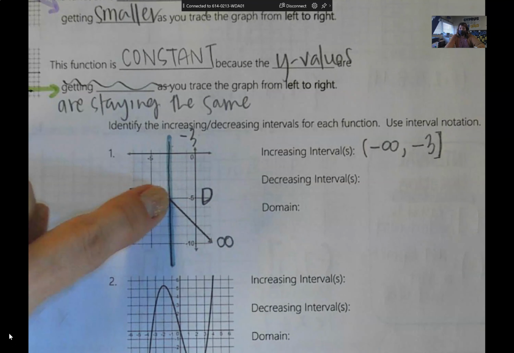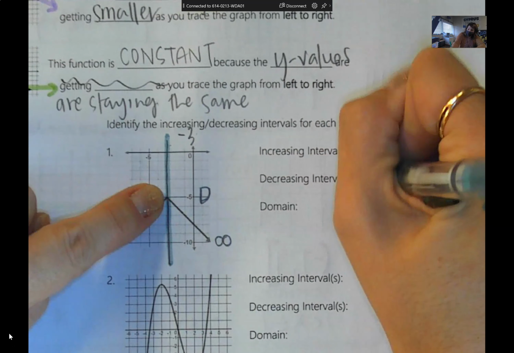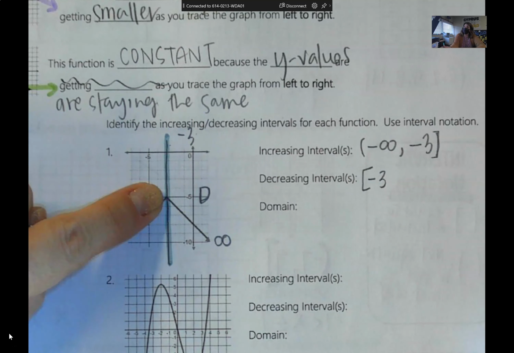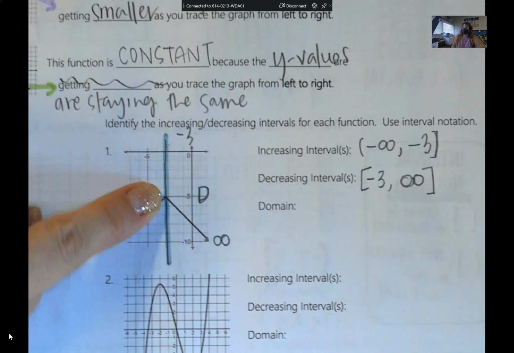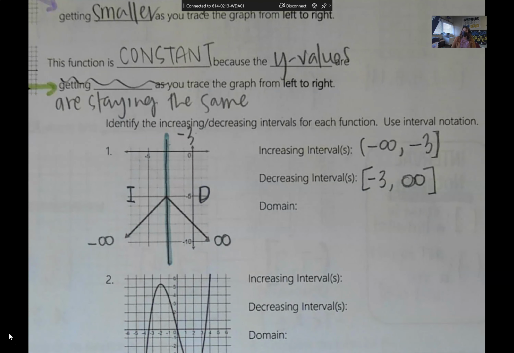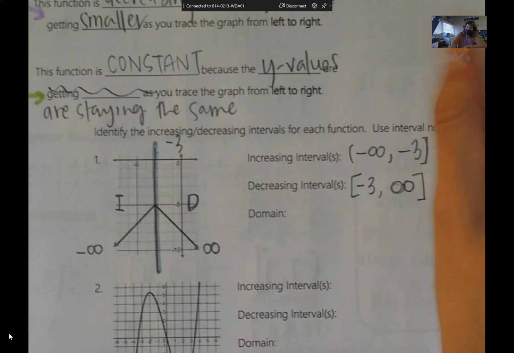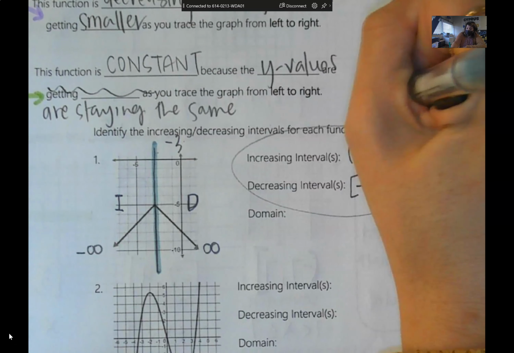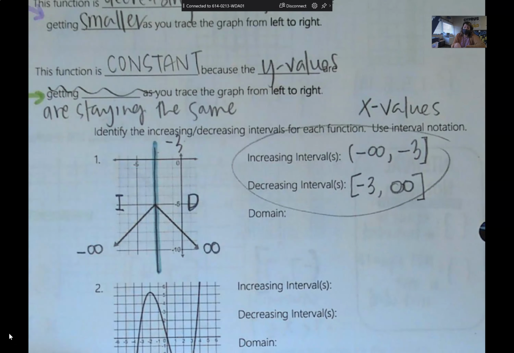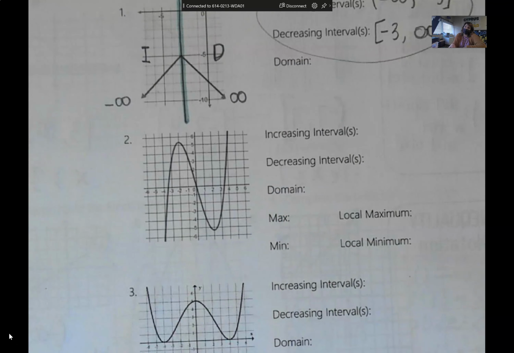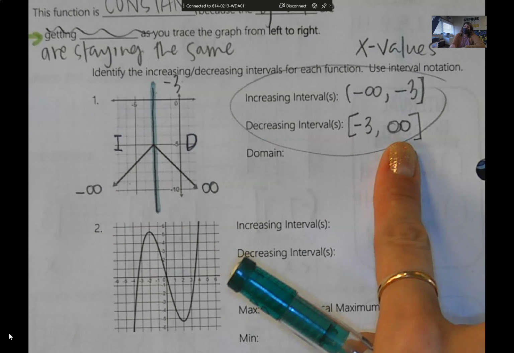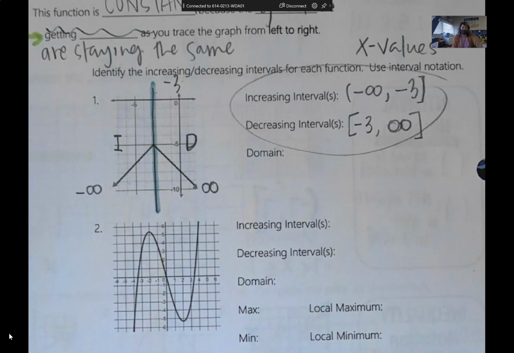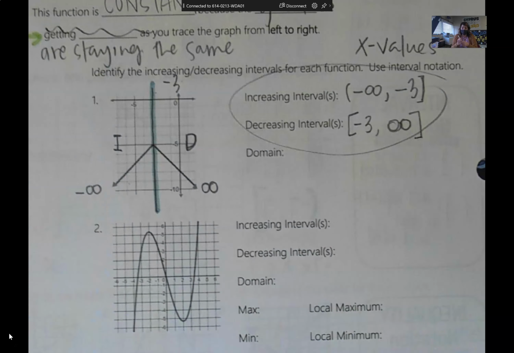Then, starting from negative 3, it decreases to infinity. Now I know that sounds weird because how can we decrease? But remember, these are x values. These are all x values. So the function can be decreasing because that means that y is getting smaller and smaller and smaller. So it can be decreasing even though it's going toward positive infinity for the x. Does that make a little bit of sense? Yes, no, maybe?